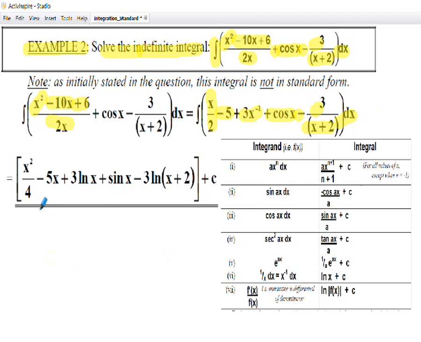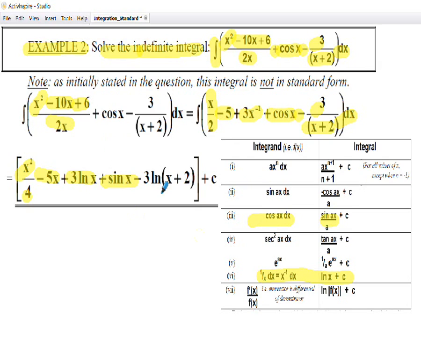If I look at my standard tables, when I integrate x upon 2, I get x squared upon 4. I'll let you think these through. If I integrate minus 5, I get minus 5x. If I integrate the 3x to the minus 1, notice I have to use this format down here. I get 3 times ln x. Integrating the cos x, I will get the sin x function.